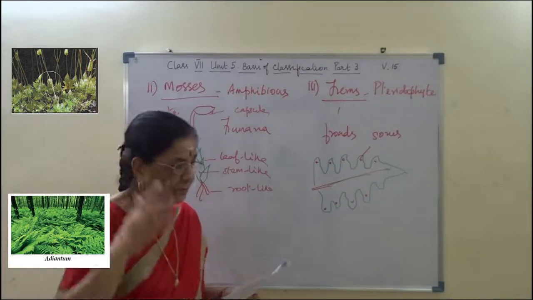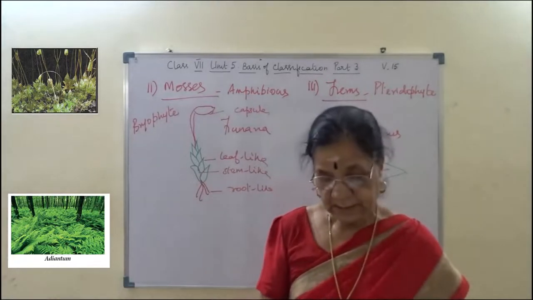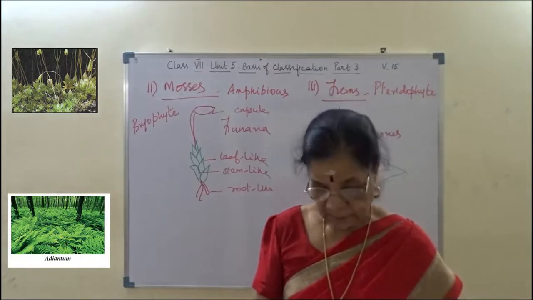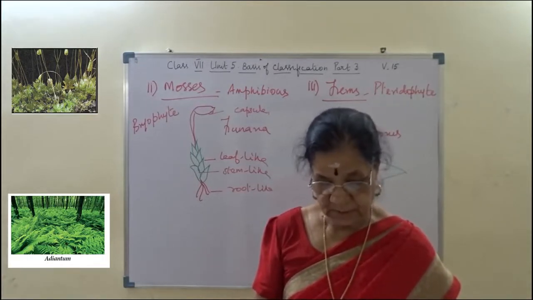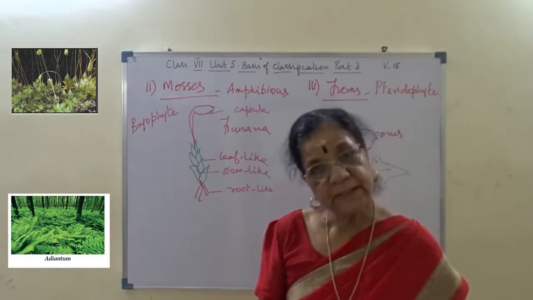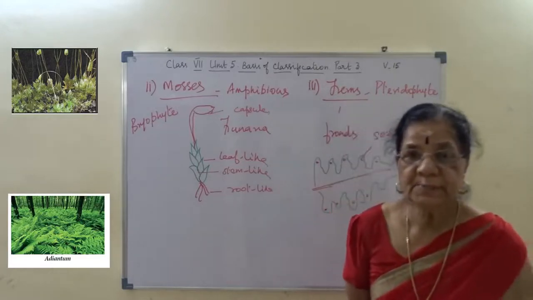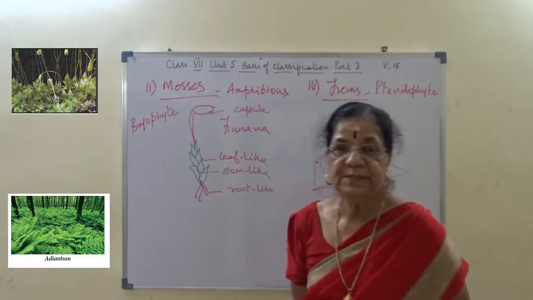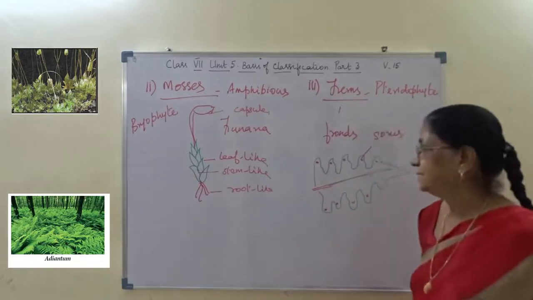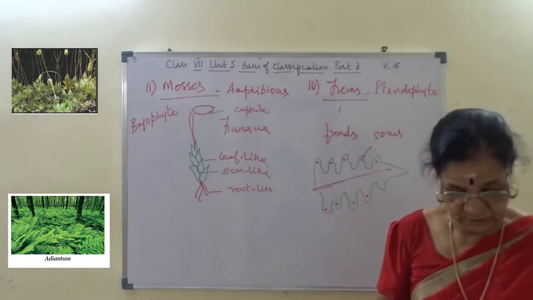So here, the first successful land plant, the first successful group of cryptogams to live on land with a vascular system, is called pteridophyte. They are called vascular cryptogams because of the presence of xylem and phloem. Xylem conducts water, phloem conducts food material.